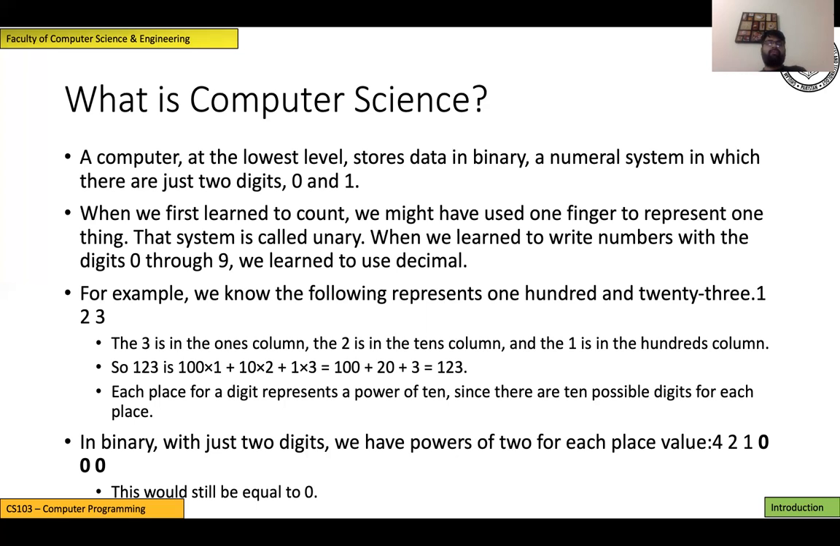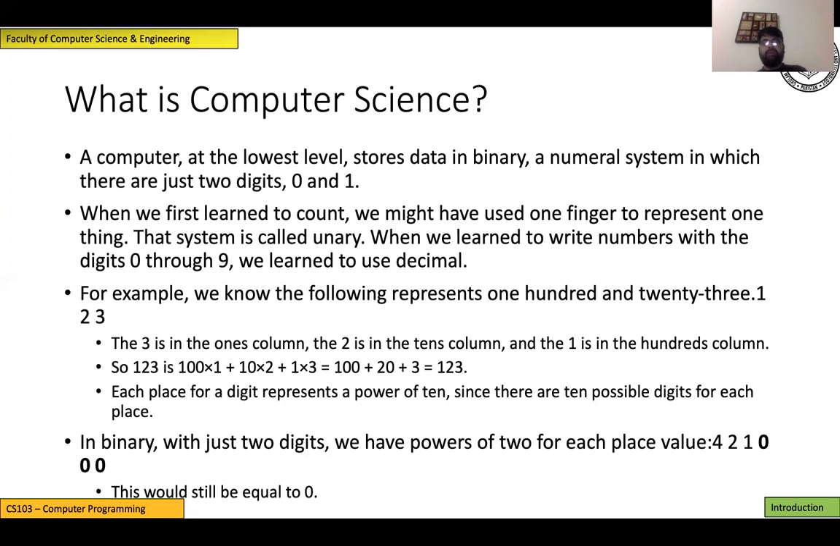A binary system is very simple. When we started to learn to count, we basically used our 10 fingers. One finger represented one number, one digit. The second finger represented two, and so on. If you use all your 10 fingers, counting from 0 to 9, you can use the decimal system. Deci means 10. Using just one finger is basically a unary system.